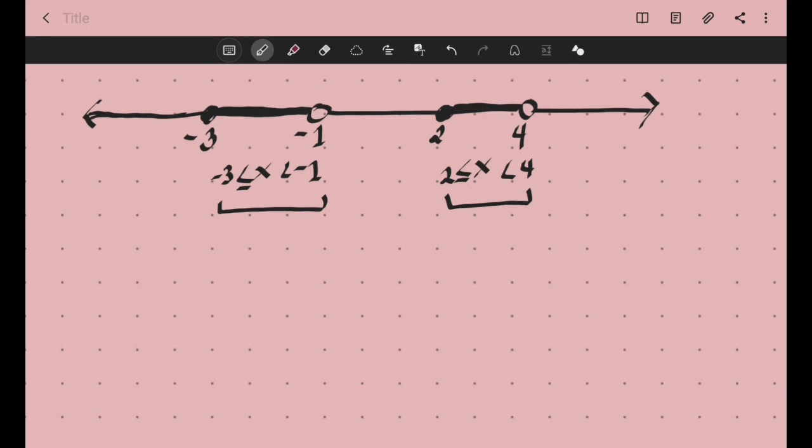Ibig sabihin, yung shaded natin na portion ng number line, sila lang yung possible values ng x na makakapag-satisfy doon sa ating rational inequality. So, paano natin siya ipapakita as our 7th step? That is, we have to use interval notation. Okay, paano natin ipapakita yung ating interval notation?